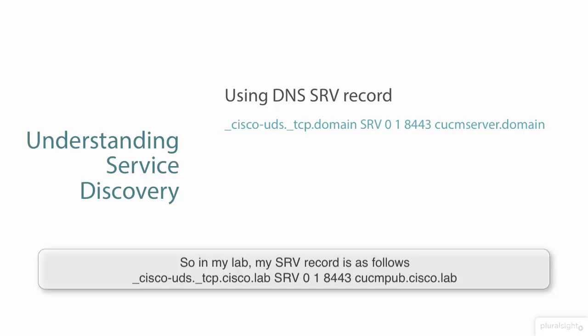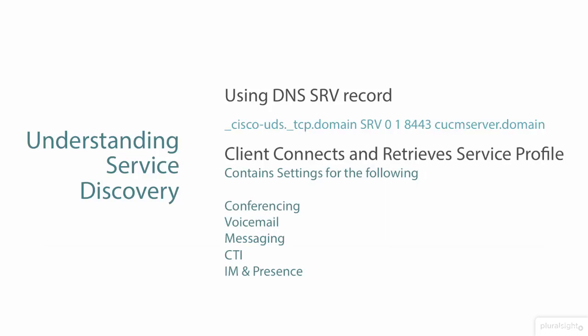So what's going to happen is Jabber's going to fire up. It's going to do a service discovery. It's going to find this SRV record, and basically it's going to be instructed, hey, connect via call manager. Once the connection has been made, we're going to retrieve the service profile from the call manager, and it's going to have various settings on all of the different UC services that we've defined, including things like what is my conferencing service and how do I connect to it? Where do I go for voicemail and messaging? What do I do for CTI, and what servers are going to allow me to do telephony control of my phone? Where do I connect for IM and presence, etc.? So it's really pretty straightforward.